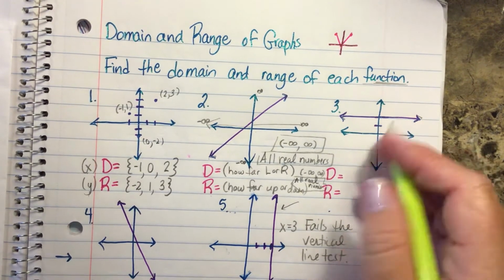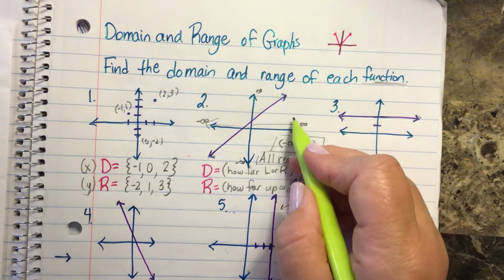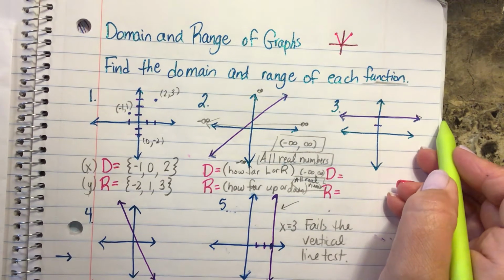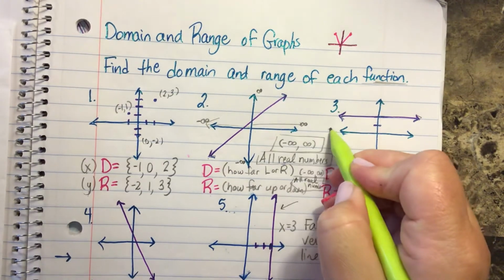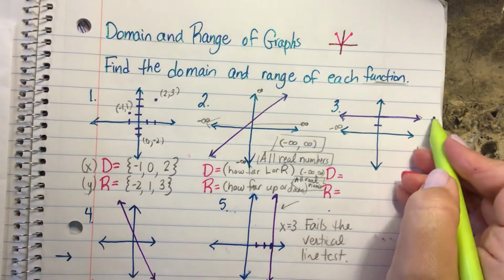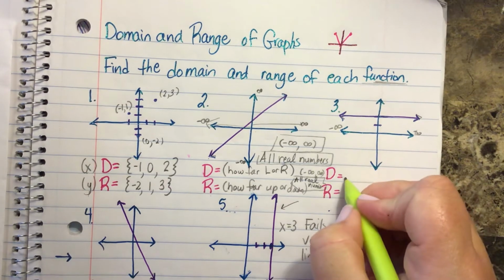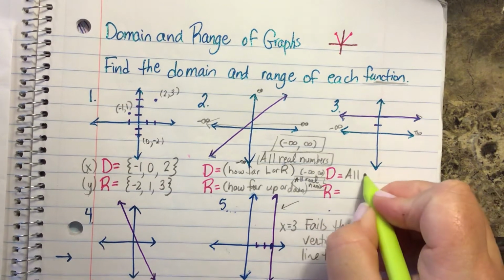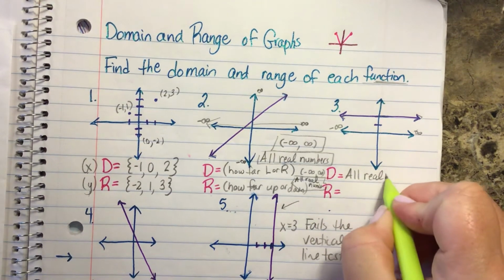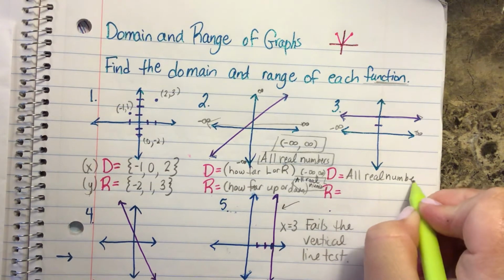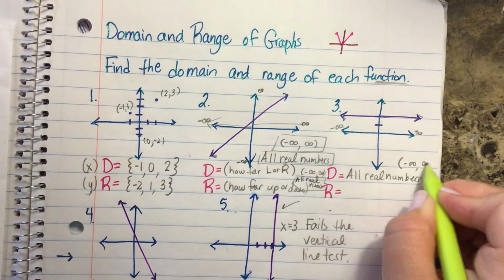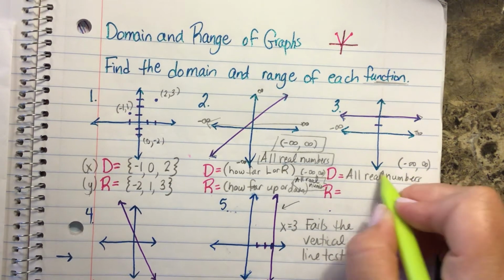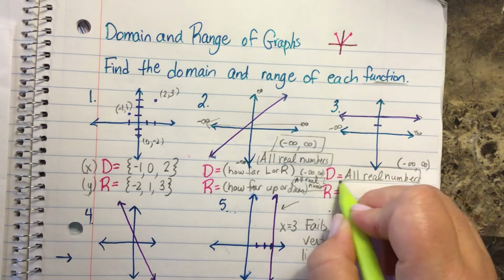Now let's look at this one, the domain. How far left and how far right is this graph going? Hopefully you see it's going forever to the left. That arrow tells me it's going forever to the left. It's going forever to the right. So you can say the domain is all real numbers, or you may say from negative infinity to positive infinity. This is called interval notation. Either of these answers is acceptable.